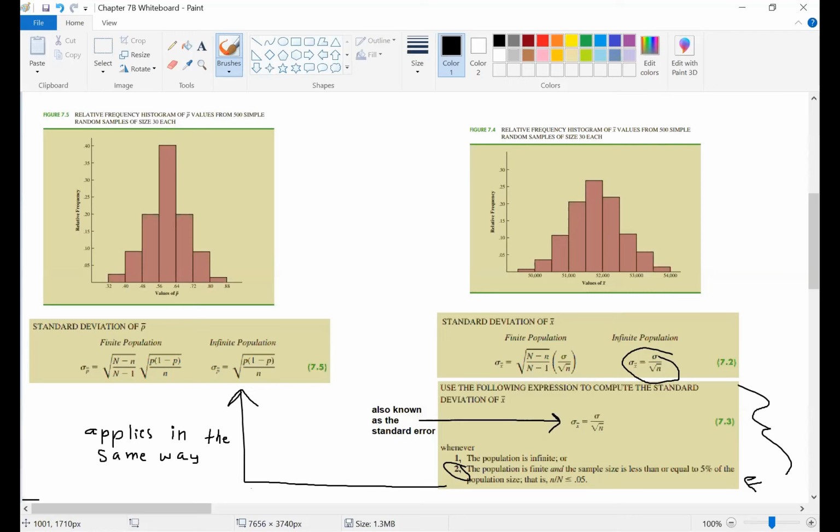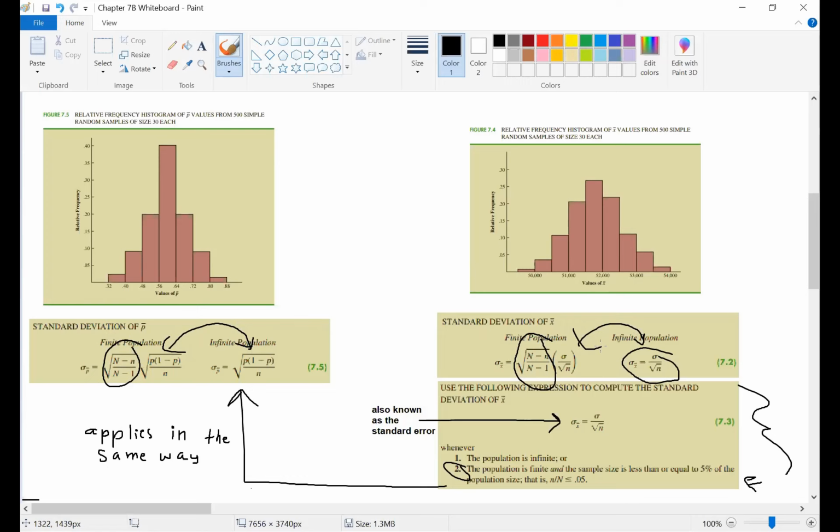Now, we have the same concept for p-bar. In this case, for p-bar, the conditions apply the same way: N over n, 5% or less. The only thing that's different is the formulas. You can see we have the same population correction factor, the same square root of (N minus n) over (N minus 1). And you'll notice that these two are the same thing and that these two are the same thing.